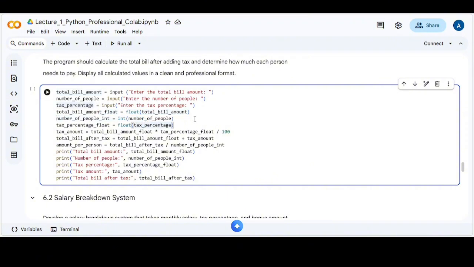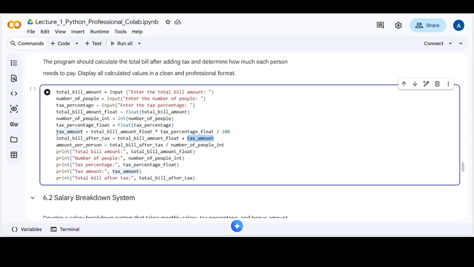Once we are done with that, we can calculate the tax amount. What we do is multiply total bill amount and tax percentage and divide by 100. That gives us the total tax amount. After that, we can calculate total bill after tax, which is the total bill amount that we converted into float, and we add the tax amount to it.